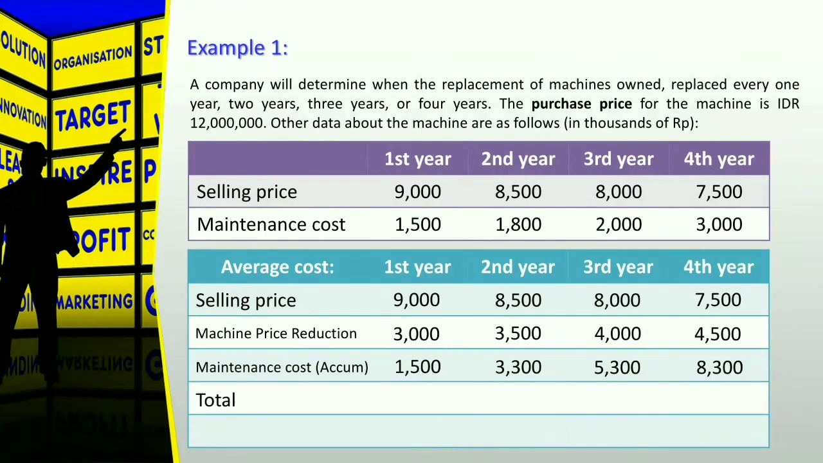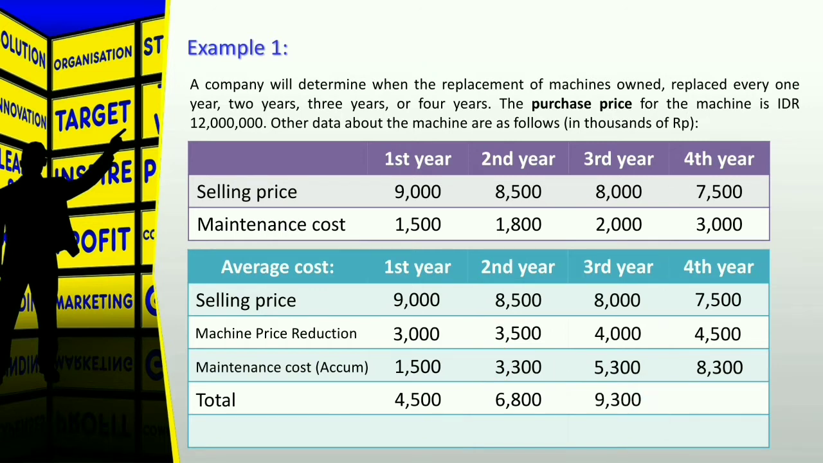Okay, for the next is total. Total in the first year is 4,500. This 4,500 value is obtained from the first year machine price reduction plus the first year maintenance cost accumulation. For the second year it is 6,800. The value of 6,800 is obtained from the second year machine price reduction plus the second year maintenance cost accumulation.